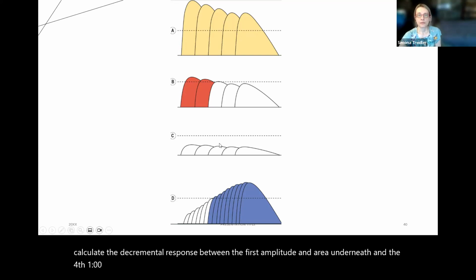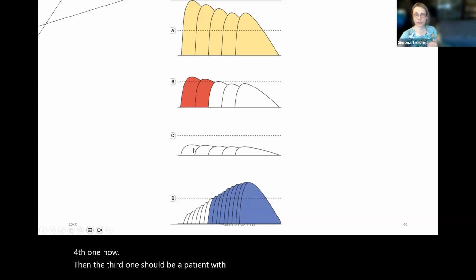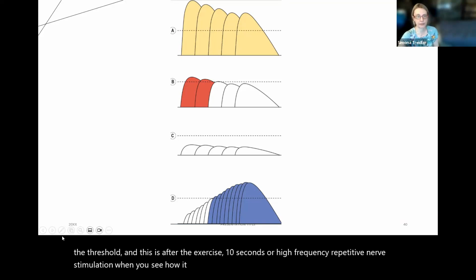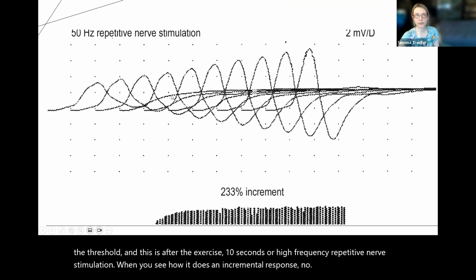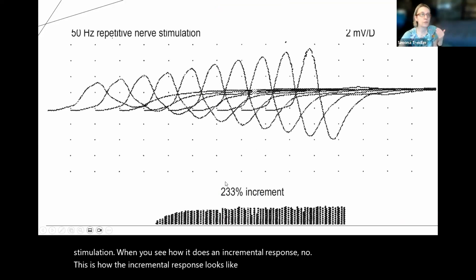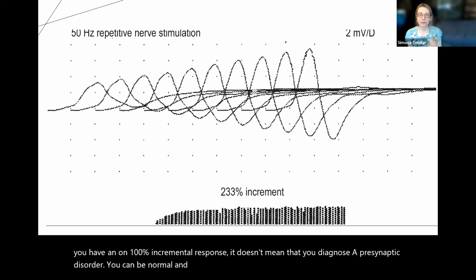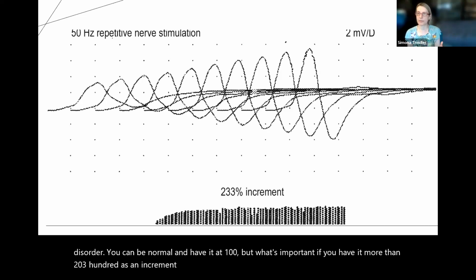Now, the third one should be a patient with LEMS, which doesn't reach the end plate threshold. And this is after the exercise, 10 seconds, or high frequency repetitive nerve stimulation, when you see how it does an incremental response. This is how the incremental response looks like, and you're going to see more than 100%. If you have a 100% incremental response, it doesn't mean that you diagnose a presynaptic disorder. You can be normal and have it at 100. But what's important, if you have it more than 200, 300 as an increment, that means it's a presynaptic disease.